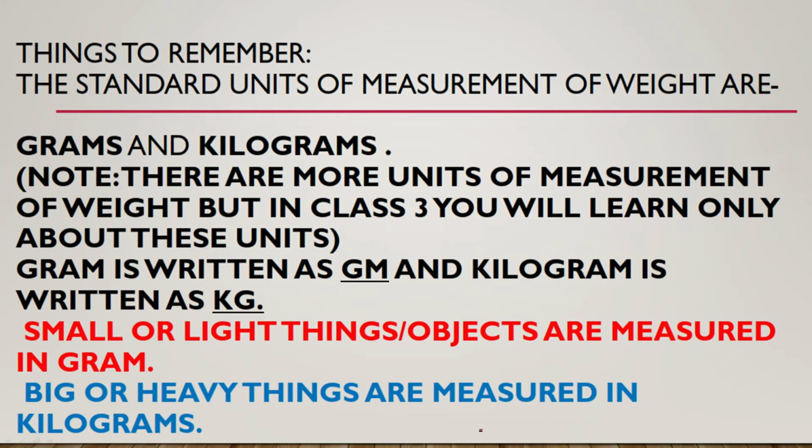Things to remember in this chapter: grams and kilograms. Note, there are more units of measurement of weight, but in class 3 you will learn only about these units. Gram is written as gm and kilogram is written as kg. Small or light things or objects are measured in grams only. Big or heavy things are measured in kilograms.